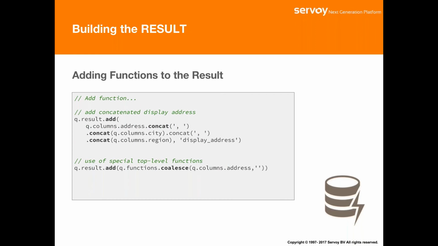Adding functions is one of the primary reasons people choose to use the Query Builder. So we saw the concatenation example. You can get a bit more fancy. You can mix and match functions. I could have done coalesce, which will do sort of a default value if I get a null. So if any one of those fields were null, I could have just done a blank space.